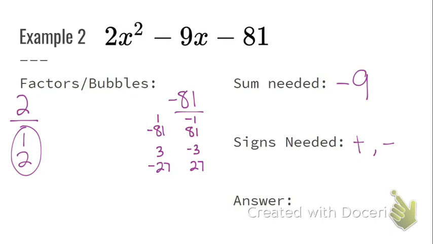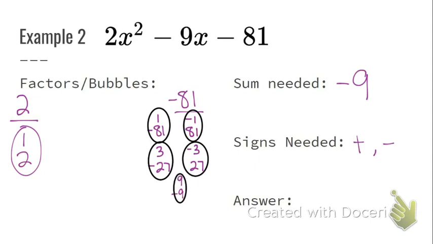I think the only other option we have would be positive 9 and negative 9. Or, of course, we could flip-flop those, so that one's really the same thing either way. So these are all of our bubble options for negative 81.